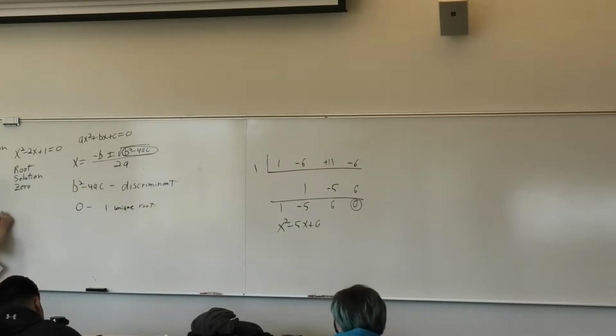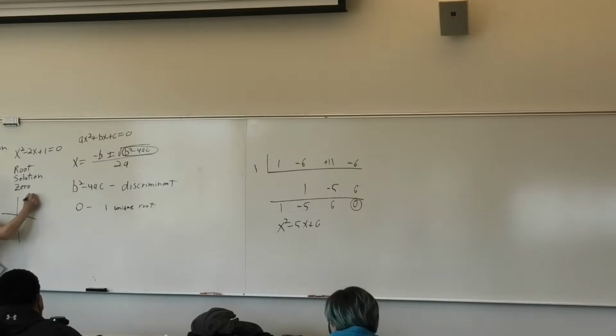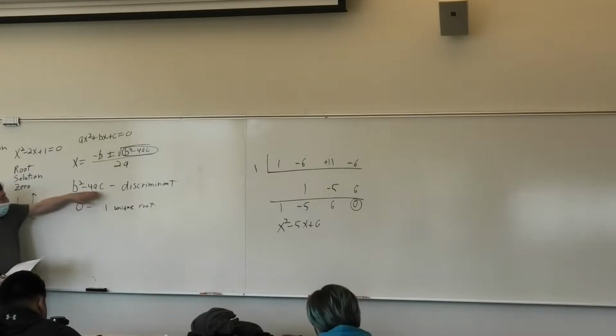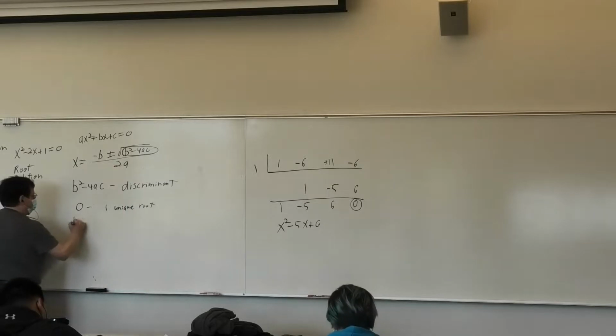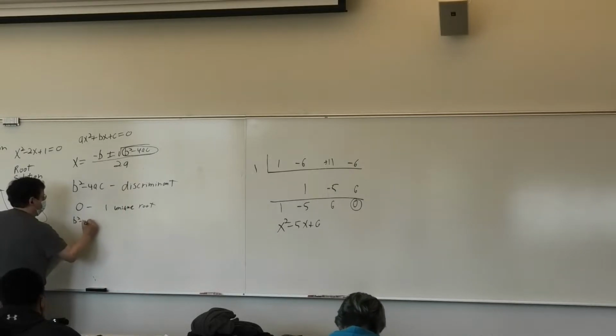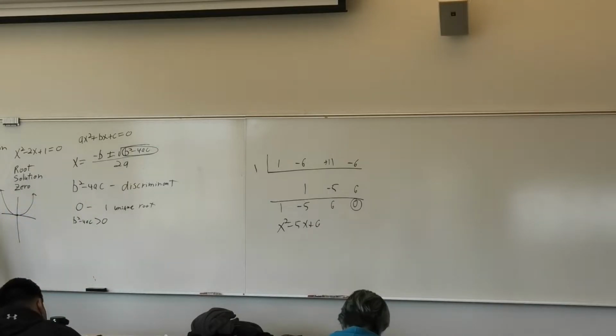You have a graph where your parabola just sits on the x-axis, and that's when this is 0. If b squared minus 4ac is greater than 0, you're going to get 2 real roots.